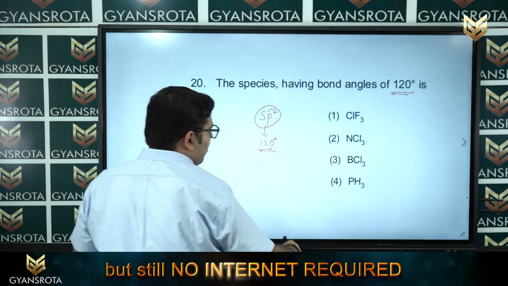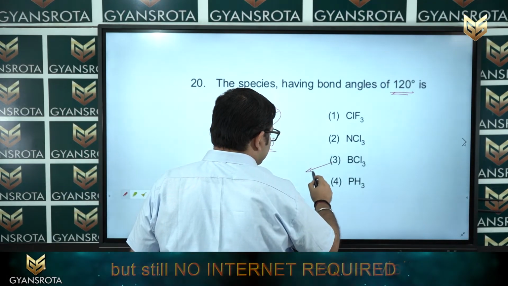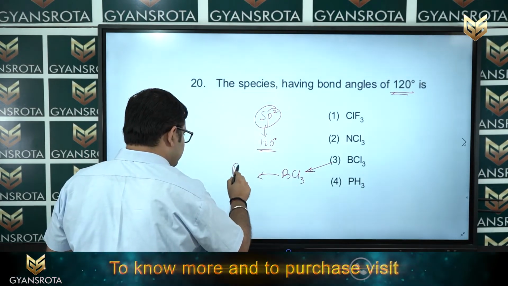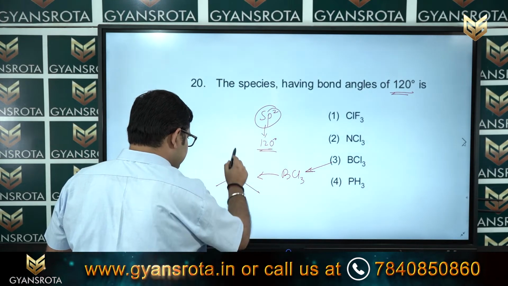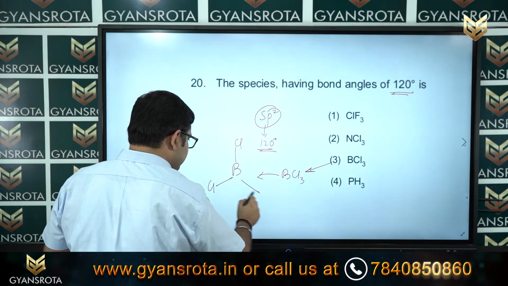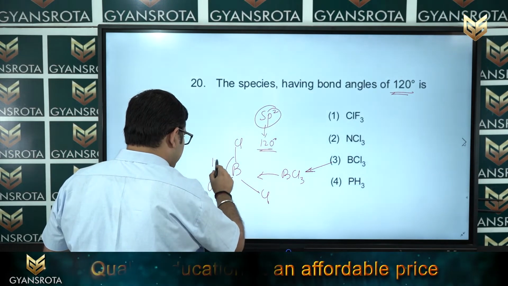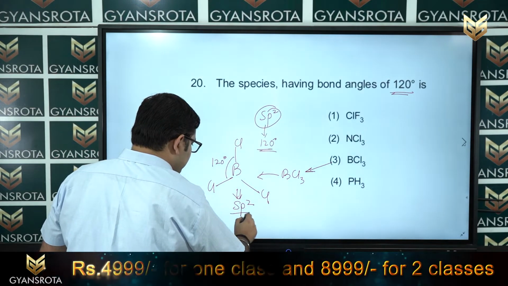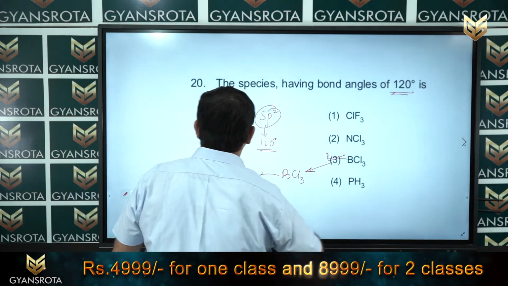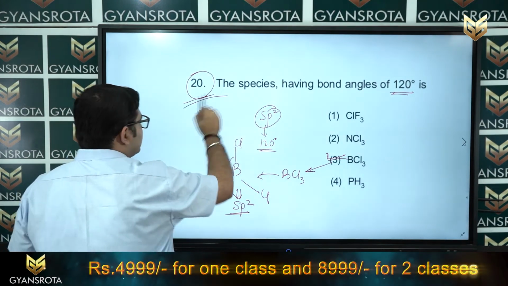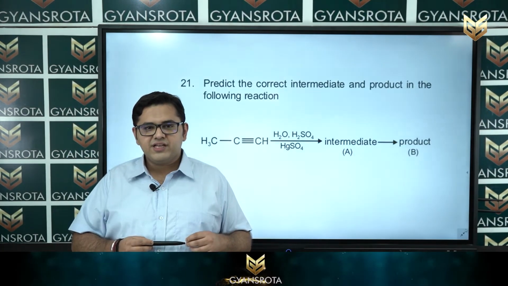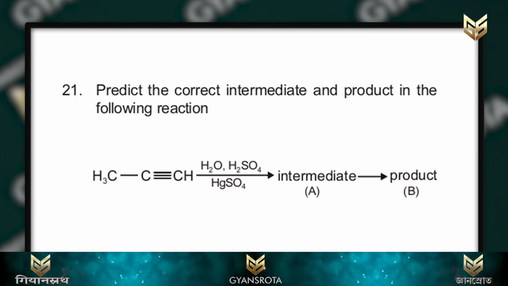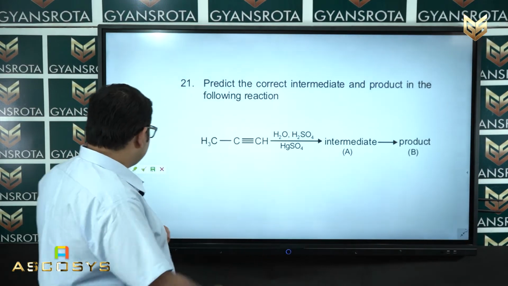If you see option number 3, that is BCl3, how does it look? It looks like this, and this angle is 120 degree and hybridization is sp2. So, option number 3 is the correct answer of question number 20. Question number 21 is on the screen. Predict the correct intermediate and product in the following reaction. Now we are moving to the solution part.